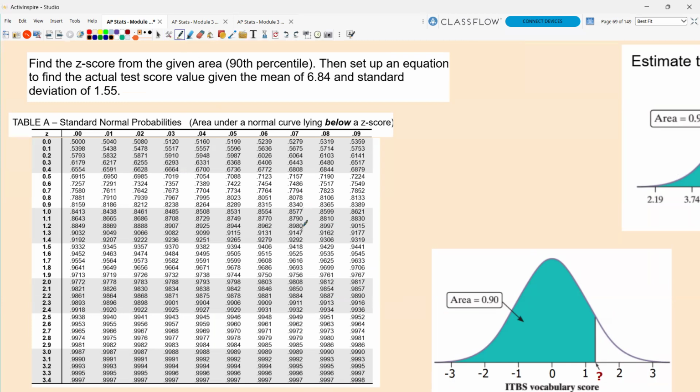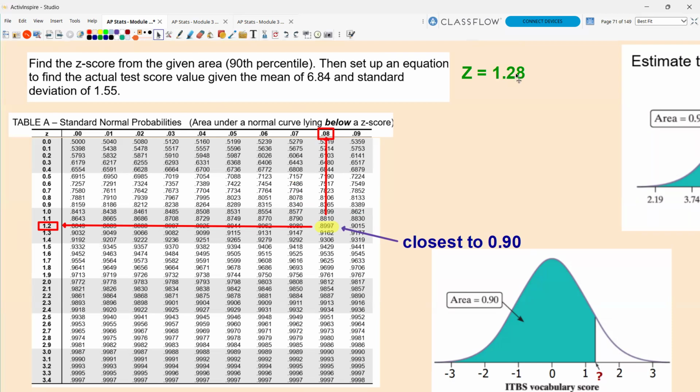When you go through that, you're going to see a lot of numbers that are close, like 0.9032, 0.9015, 0.8997. It looks like these two numbers are the closest, but the closest is 0.8997. That's just 3 thousandths shy of being 0.9. So we'll use that number. We'll go out to the edge, the column and the row, and we'll see our z-score of 1.28.